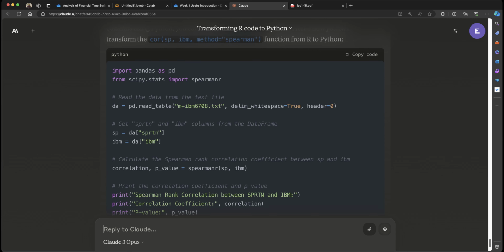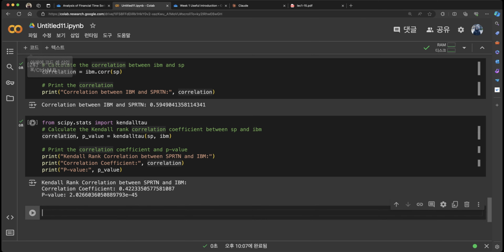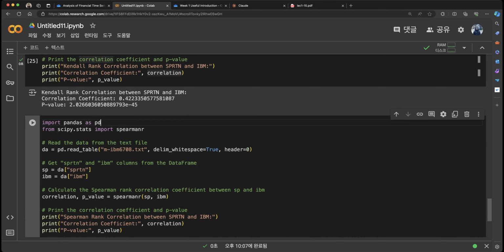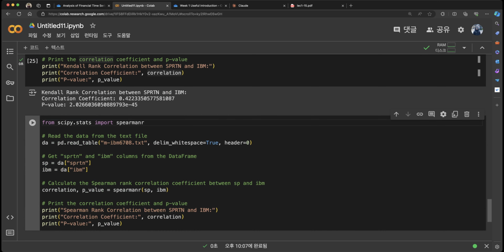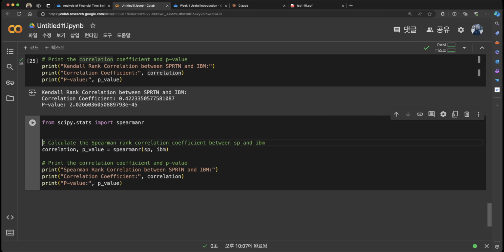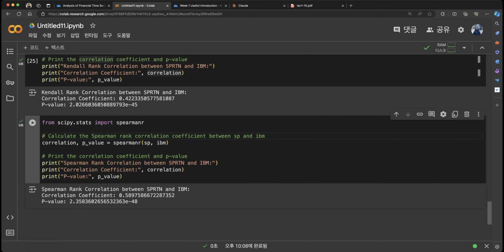Spearman correlation. Again, copy, and then code. Then I can delete this line, and then Spearman correlation. Yes, Spearman correlation. Again, there is a strong correlation. Okay, significantly, the p-value is a very small number, which means that it is significant in terms of the Spearman rank correlation. There is a very strong positive correlation.